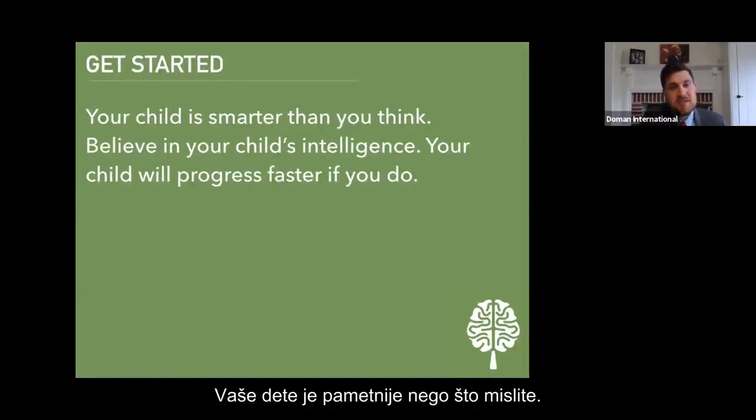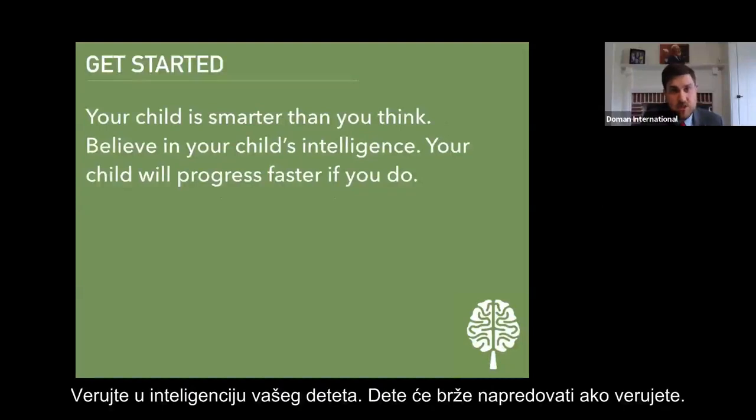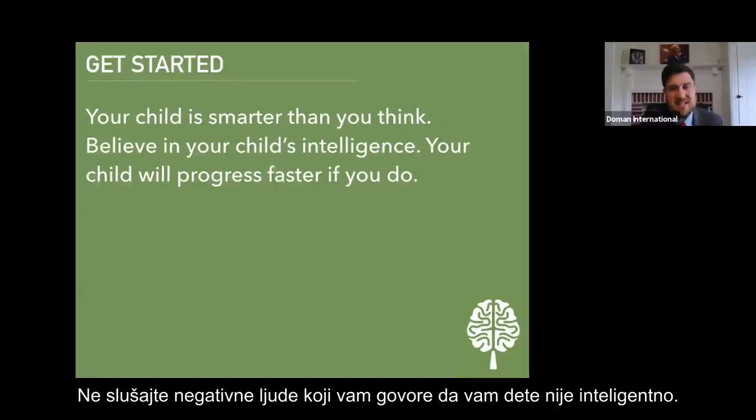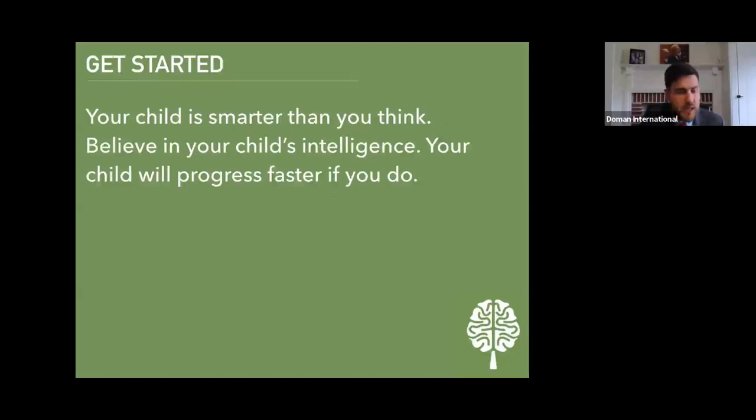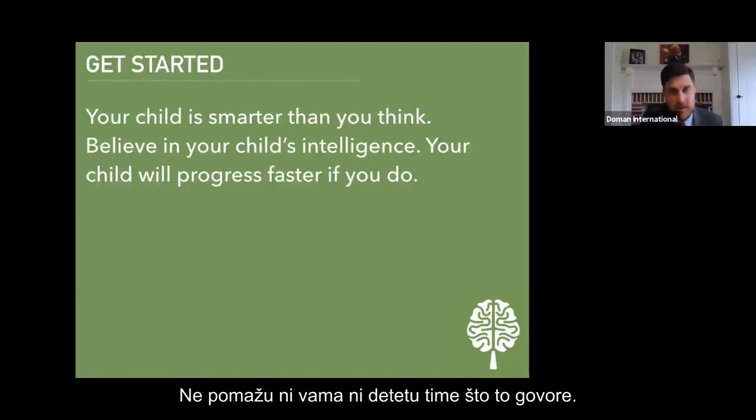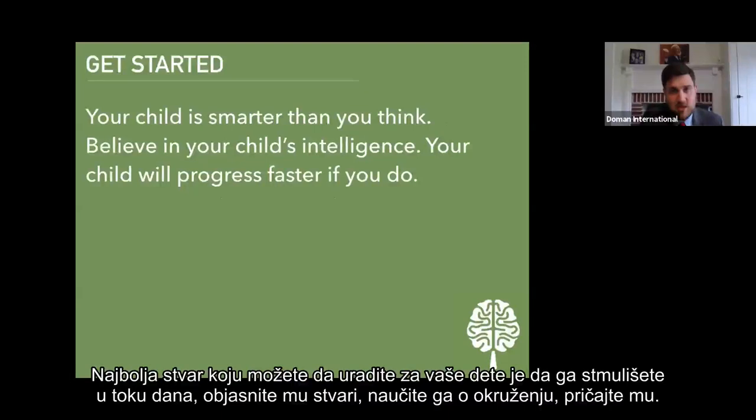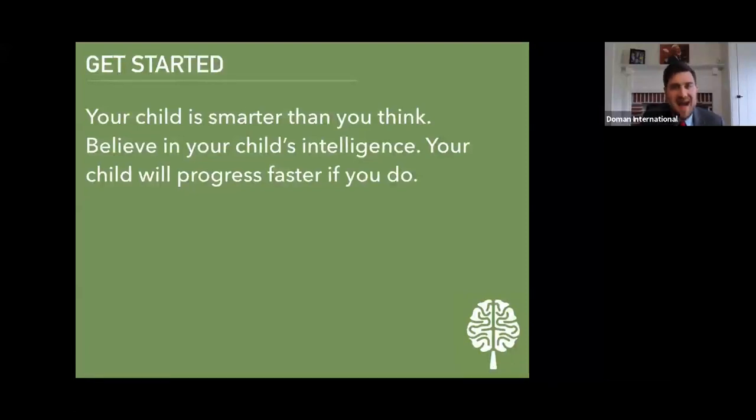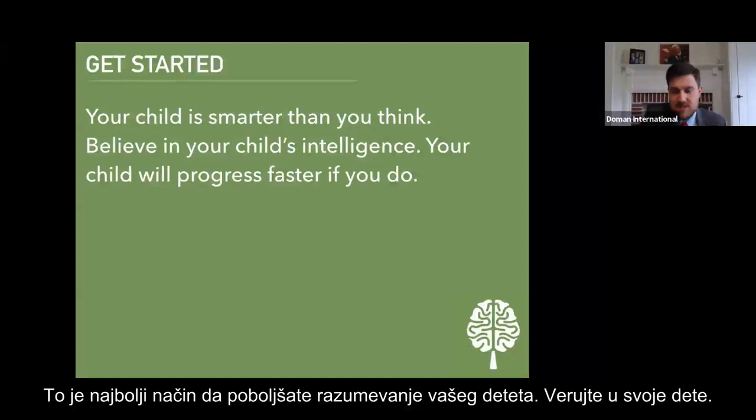Your child is smarter than you think. Believe in your child's intelligence. Your child will progress faster if you do, right? So don't listen to the naysayers and the people that tell you that your child is unintelligent. They're not helping your child by telling you that. The best thing that you can do for your child is stimulate them throughout the day, explain things to them, teach them about the world, talk to them. That is the best way to improve your child's understanding and comprehension. Believe in your kid.